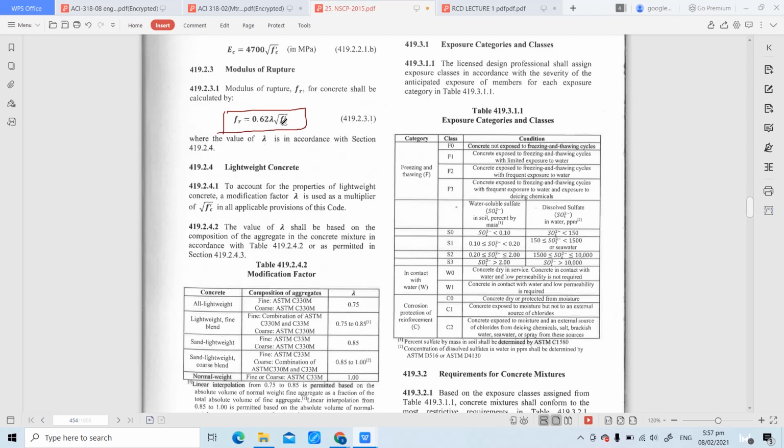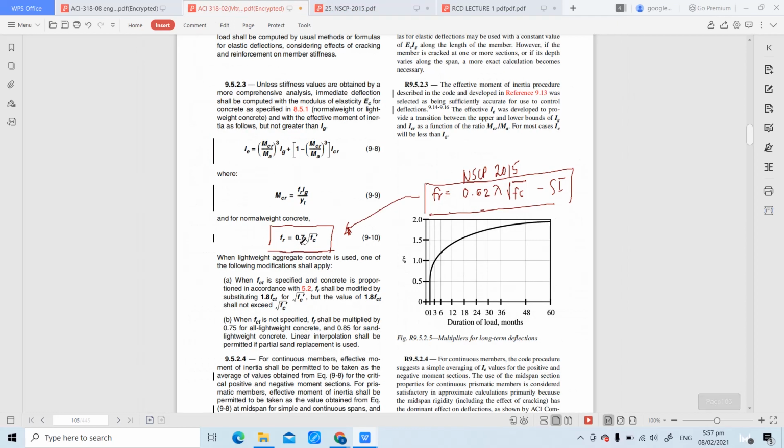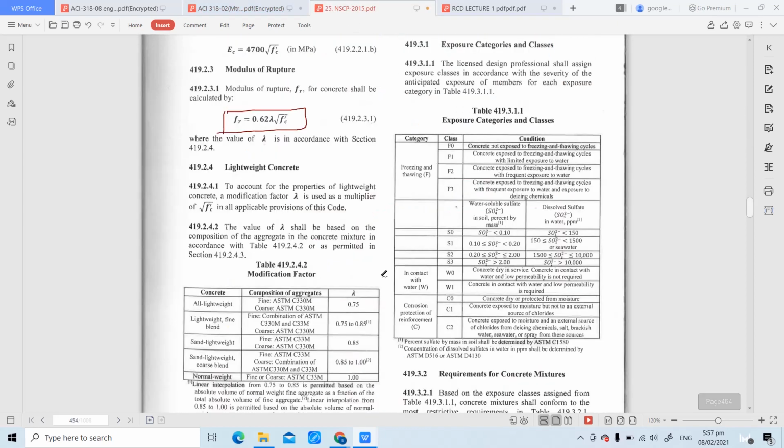Pero yung FR na yan, nakabase kay ACI. No? Kaya ng ACI kasi ang formula ay 0.7 square root of FC prime. So, merong modification. For a normal weight concrete daw yon yung formulang yan. So, ibig sabihin yung lambda niya ay 1.0 kapag normal weight. So, kapag NSCP, 0.62. Kapag ACI, 0.7. No, syempre, magbe-base tayo kay NSCP dahil yun yung code natin dito sa Pilipinas. But, etong formula to, naka-base lang doon sa 0.7 na yun. Gets po? May konting revision lang.